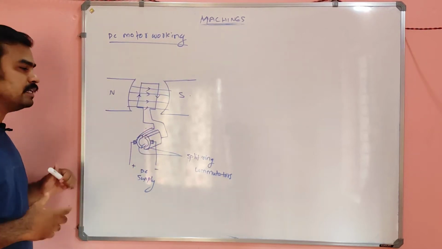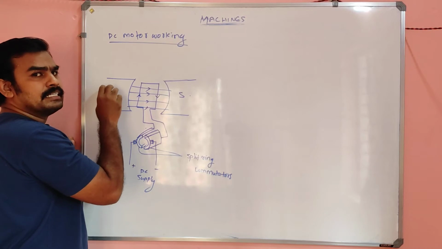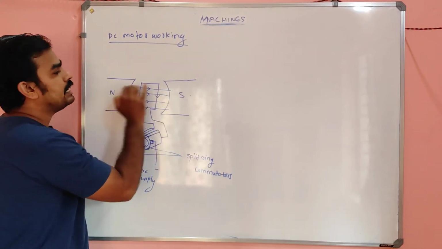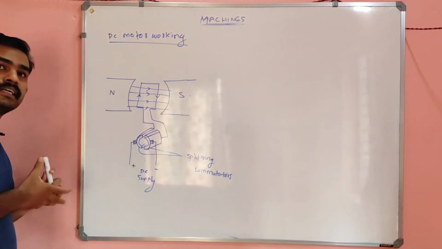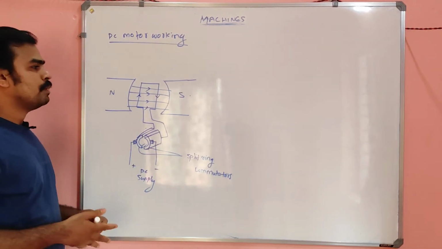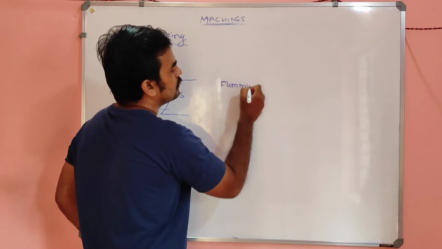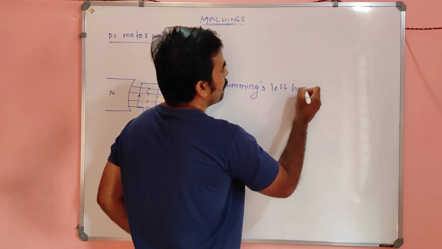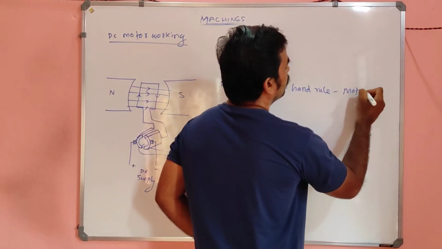And on this side the current will be in downward direction, and the magnet allows flux from this north pole to south pole, continuously flowing and continuously cutting the conductors, right? Okay, so what happens by using Fleming's left hand rule? Fleming's left hand rule is also called the motor rule.